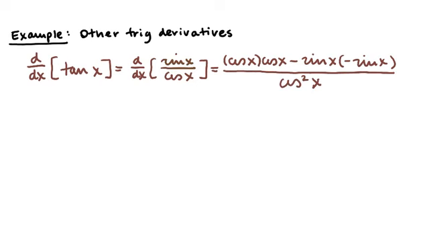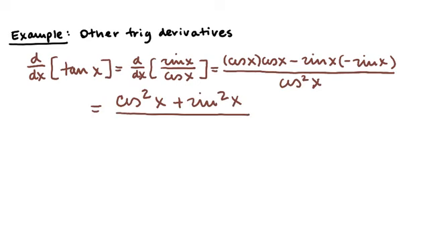Well, this fraction, I'm going to simplify it a little bit, clean it up. Cosine x times cosine x is cosine squared x plus sine squared x. Now, what is that, the numerator? You remember? 1. Yeah, 1.